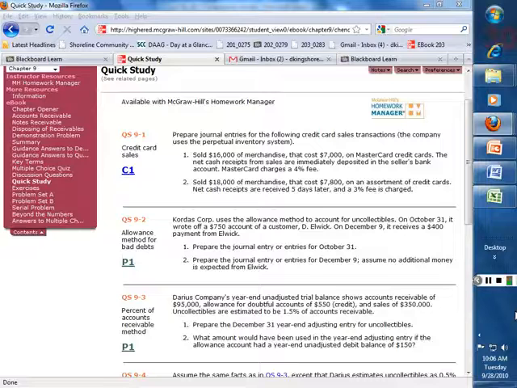So here we are on Quick Study 2, Chapter 9. We're trying to journalize a write-off under the allowance method. So you're doing October 31st. What accounts are involved?